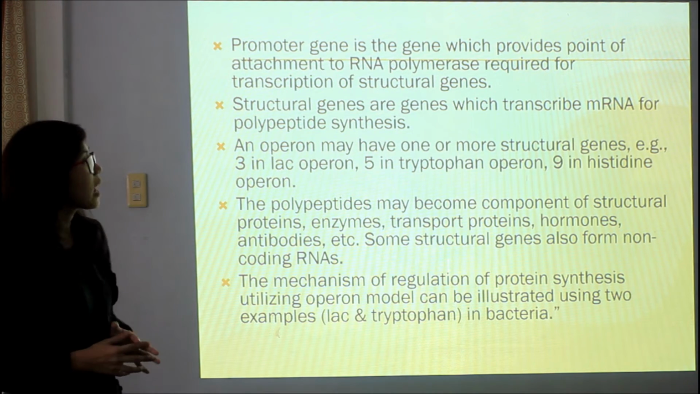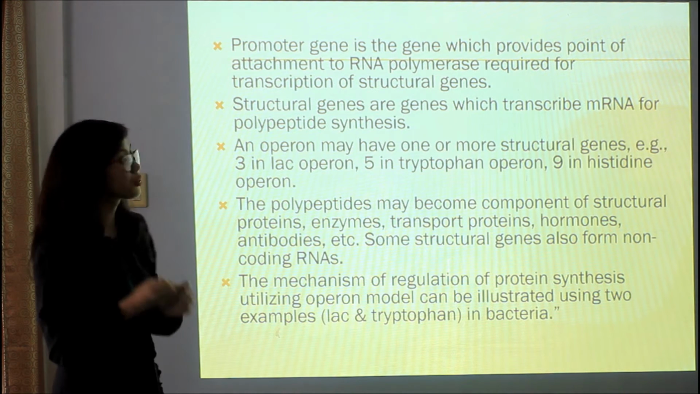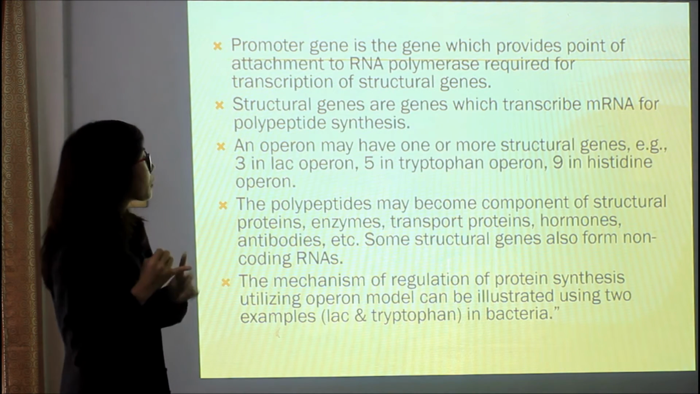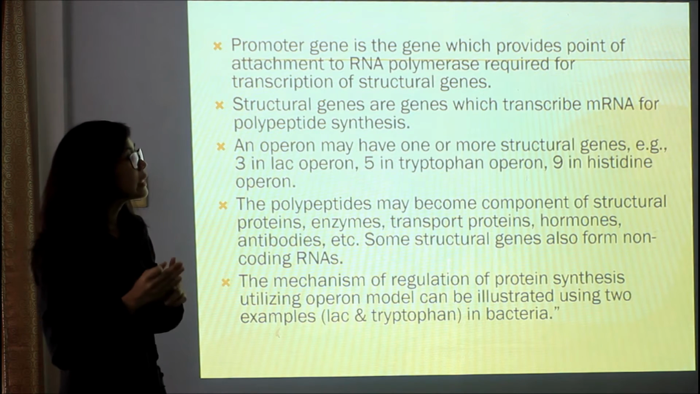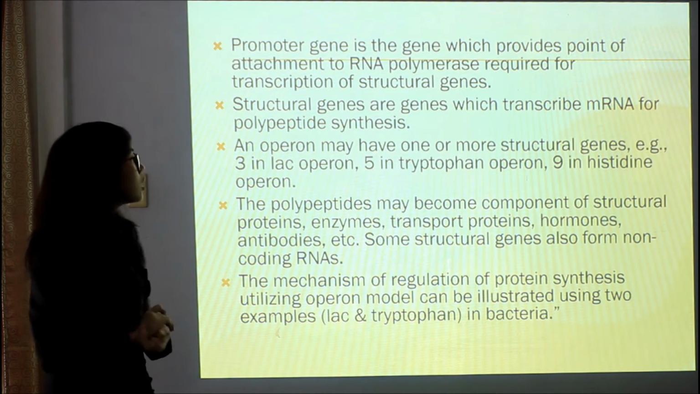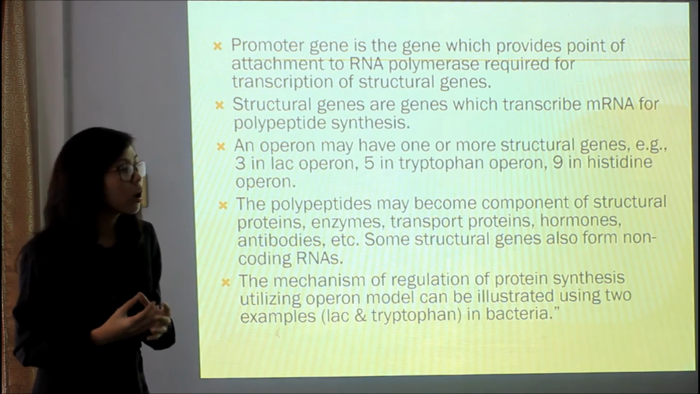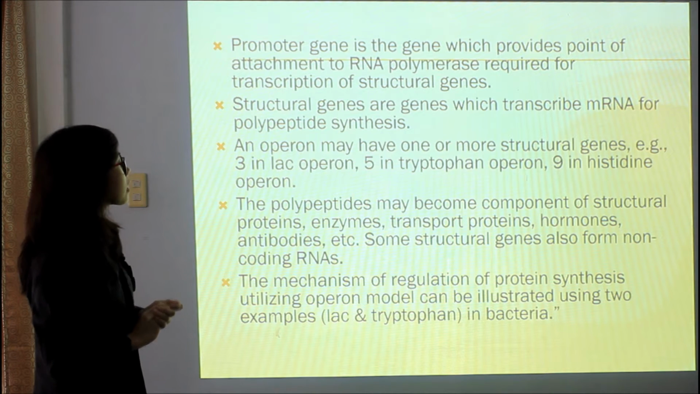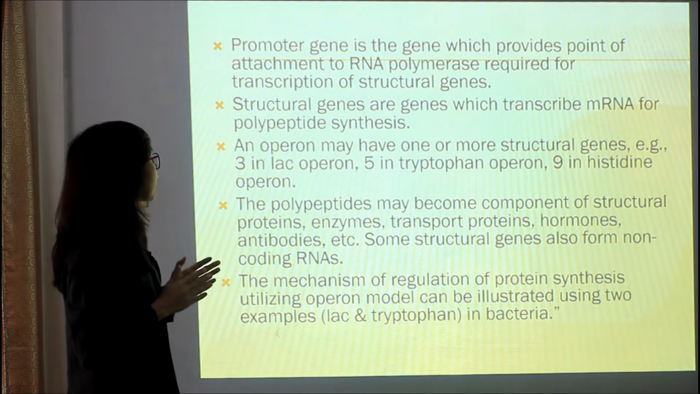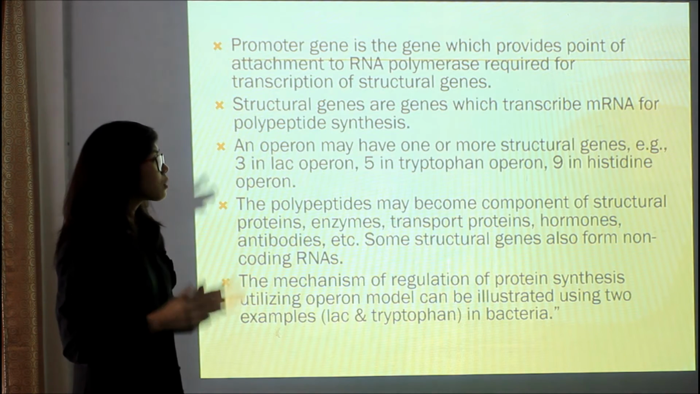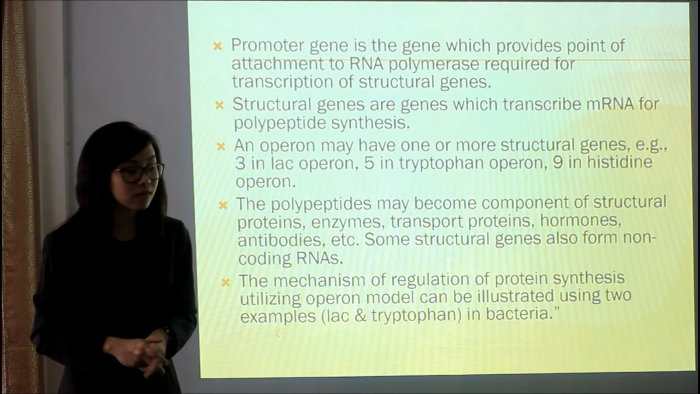An operon may have 1 or more structural genes. Example: 3 in the LAC operon, 5 in the tryptophan operon, 9 in the histidine operon. The polypeptides may become components of structural proteins, enzymes, transport proteins, hormones, antibodies, etc. Some structural genes also form non-coding RNAs.